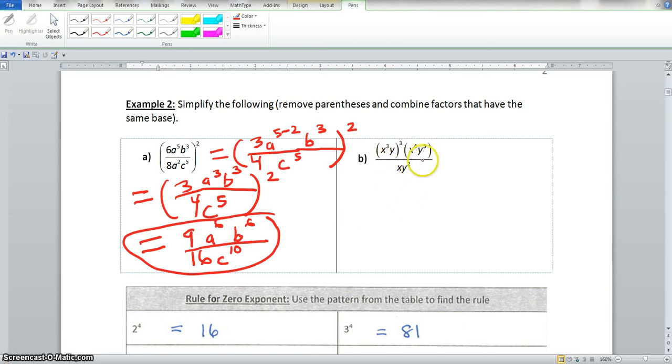Okay, now we go here. Now we have x to the 3rd, y in parentheses to the 3rd power. Then we have x to the 4th, y to the 5th, all over x, y to the 2nd. So first, let's take care of this first parenthesis. Everything in here is taken to the 3rd power. So we will end up with x to the 9th, y to the 3rd. And we have x to the 4th, y to the 5th, all over x y squared.